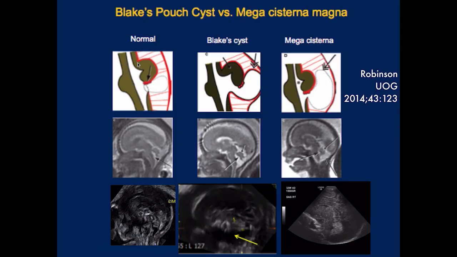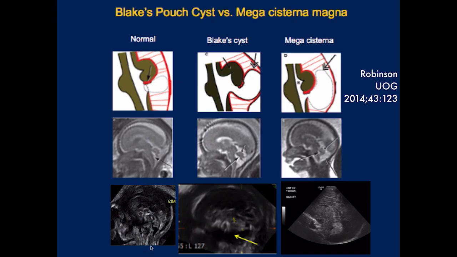Here's a picture using some figures from Robinson where the vermis is normal here, and this is the normal physiologic Blake's pouch cyst, which will fenestrate and become the foramen of Magendie right here. And here's an MRI showing the midbrain right there and the vermis. And then on the ultrasound, you can see the vermis right here with the little fourth ventricle, and the midbrain would be right there.